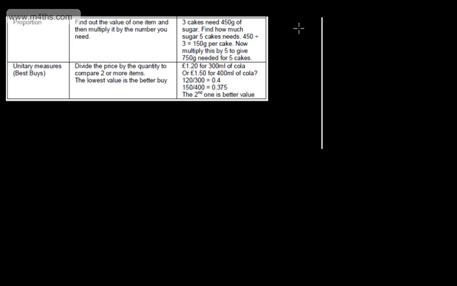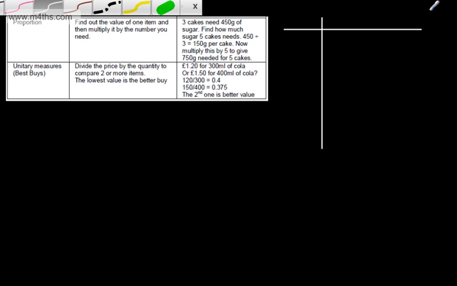Okay, let's look at proportion. Now, proportion is often chucked in at the start of a higher paper, or towards the end of a foundation paper. What I'm going to do is write a recipe for cakes. This is going to make 4 cakes. This is a typical question.